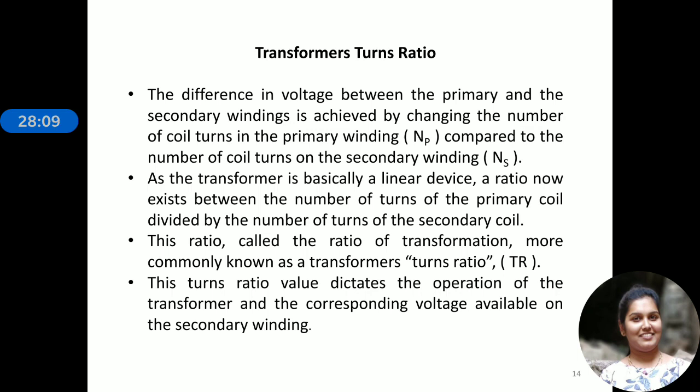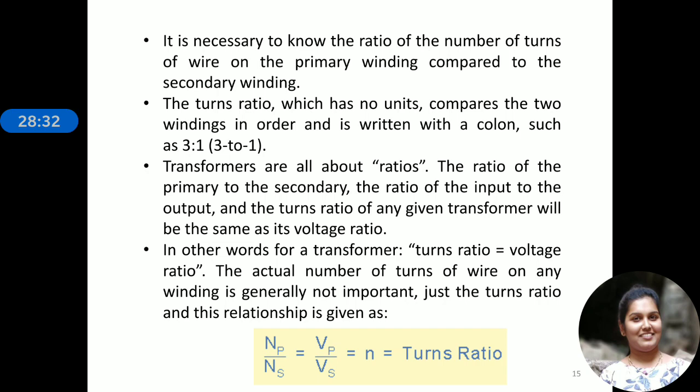So it is now necessary to know the ratio of the number of turns of wire on the primary winding compared to the secondary winding. Okay, so when we get to know the ratio of both the primary and the secondary windings, we'll know what kind of transforming action will be done. The turns ratio will have no units. Other point to be noted here is that there are no units for turns ratio, and it compares just the two windings in order and is written with a colon, such as 3:1.